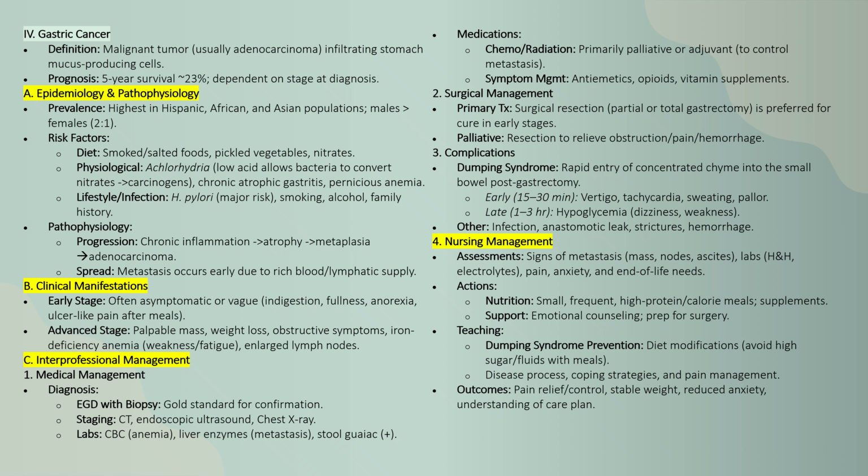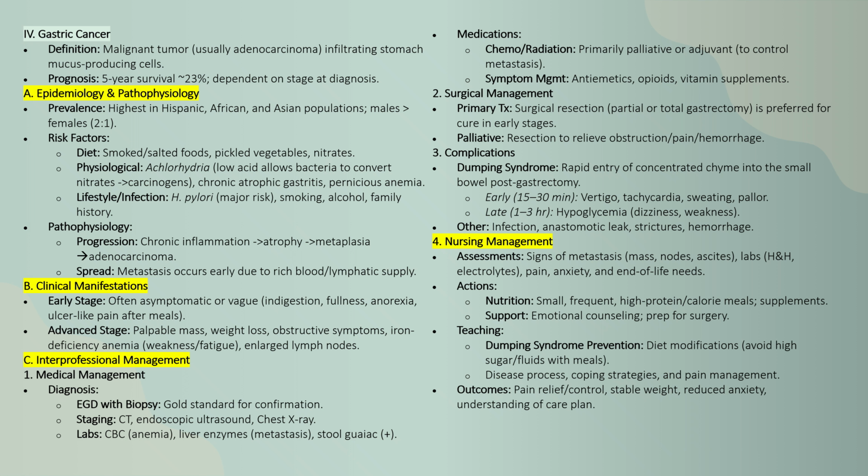Low gastric acidity, or achlorhydria, allows bacteria to convert nitrates into carcinogens. H. pylori infection is a significant risk factor, and its eradication is a cornerstone of prevention. Other risk factors: chronic atrophic gastritis, chronic inflammation, high alcohol consumption, cigarette smoking, and family history.